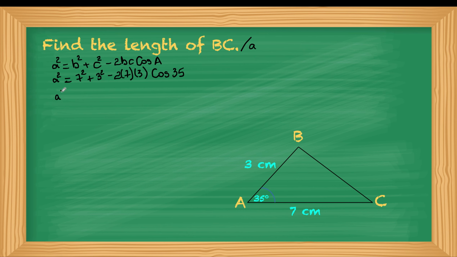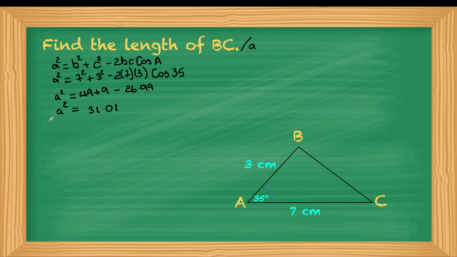Now, for us to simplify this, 7 squared will give us 49 plus 3 squared will give us 9. And if we are to solve this all together, we'll get 26. And remember, you have to solve this using a calculator. It's easier to use a calculator. So we'll multiply this, then multiply it by the cos of 35. And we'll get 0.99. And a squared will be equal to, when we find all of this together, we'll end up with 31.01. Now we want a and not a squared, right?